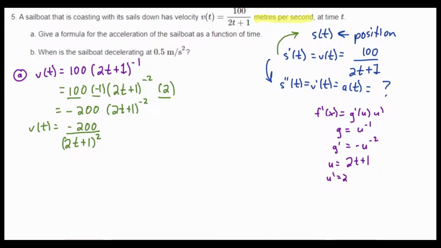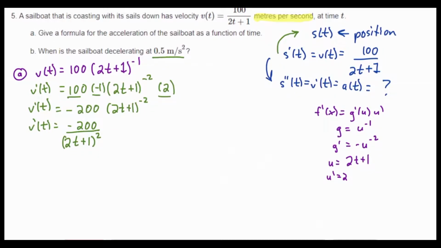Let's take a look at B though. When is the sailboat decelerating at 0.5 meters per second squared? Well, actually, sorry, we didn't finish A yet. My bad. We found the, yes, we did. I didn't match my notation. V prime t. This is why it's important to label things at the beginning so you don't get confused later. So this is our acceleration formula. All right, we're good to go. So question B, when is the sailboat decelerating at 0.5 meters per second squared?